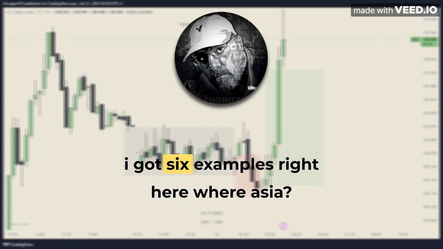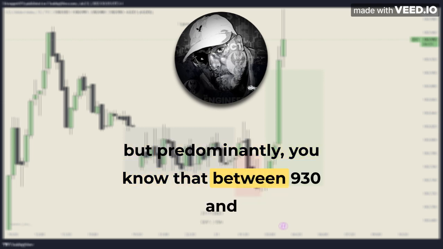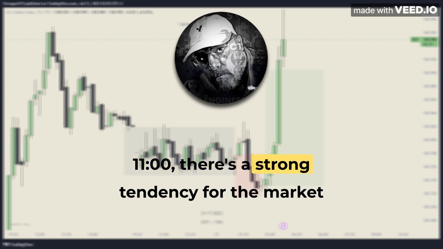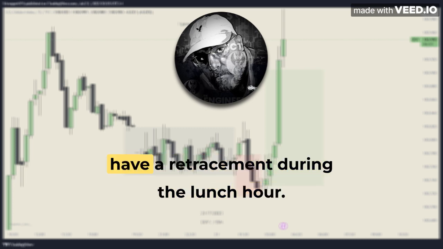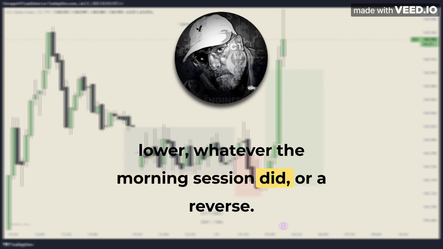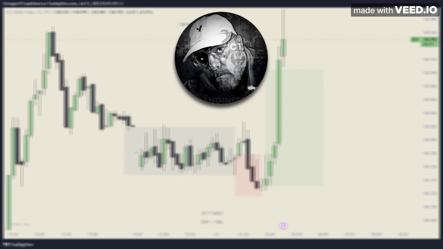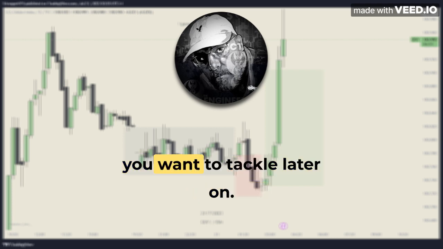But ICT, I got 6 examples right here where Asia, I know that, but predominantly, you know that between 9:30 and 11 o'clock, there's a strong tendency for the market to want to do what? Move. And then have a retracement during the lunch hour. And that retracement may set up another leg higher or lower, whatever the morning session did, or a reverse. Those are all amplified topics that you want to tackle later on.